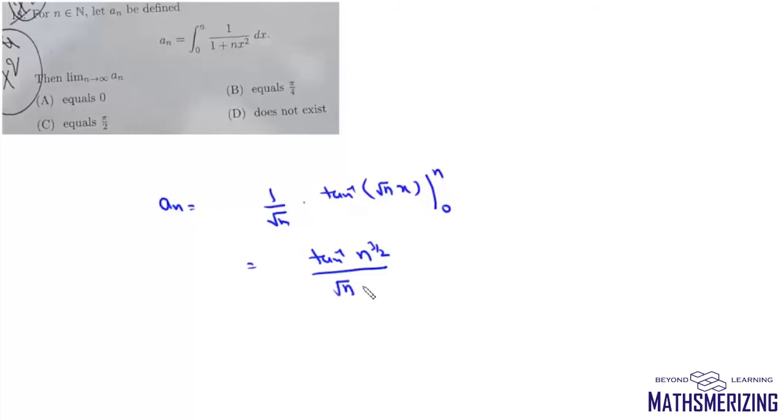Now we need to find this limit, n tends to infinity, a_n. So this is the limit n tends to infinity of a_n. Now this is tan inverse infinity, and tan inverse infinity is pi by 2, upon infinity. Now this is finite upon infinite, which is 0. So the answer to this limit is simply 0, and that's your option A.